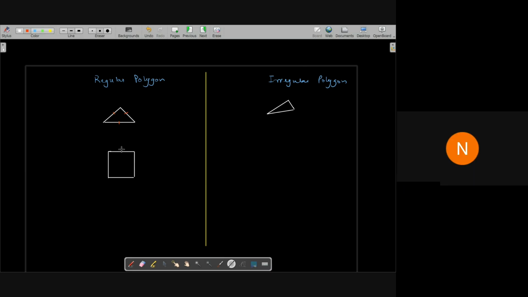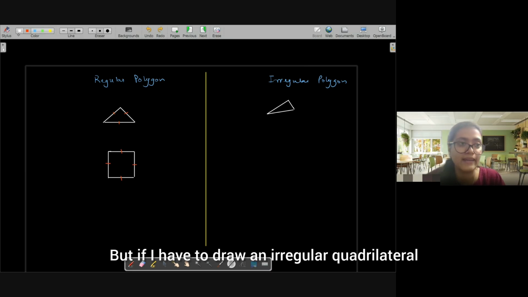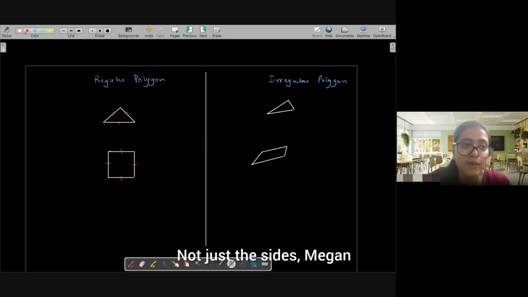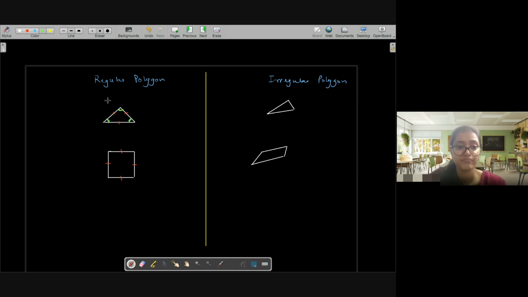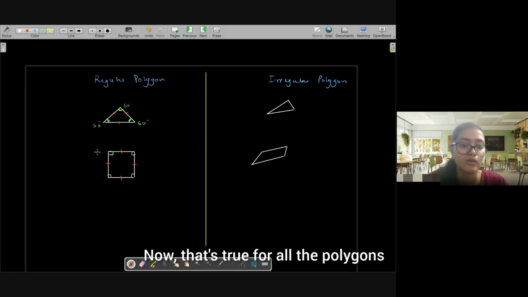So this is a regular quadrilateral, but if I had to draw an irregular quadrilateral, it would be very weird. Not just the sides, Megan, but also all the angles are congruent. You already know that in an equilateral triangle, all angles are 60 degrees. In a square, all angles are 90 degrees, 90, 90, 90, 90.